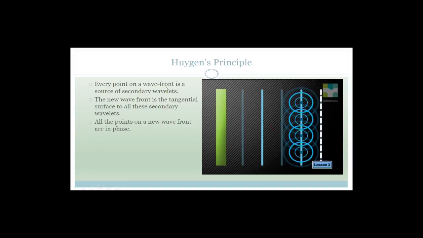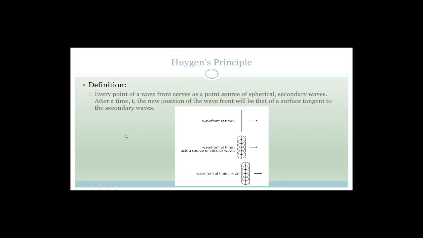Okay, so that is how Huygens said that he thought that waves were formed. He said that every point on a wavefront is a source of secondary wavelets, and the new wavefront is a tangential surface. In other words, the new wavefront is a tangent. If we draw a line tangent to all the fronts of these circles, then we will get the new wavefront. And all the points in the new wavefront are in phase. Makes sense, right? So that was Huygens' principle.